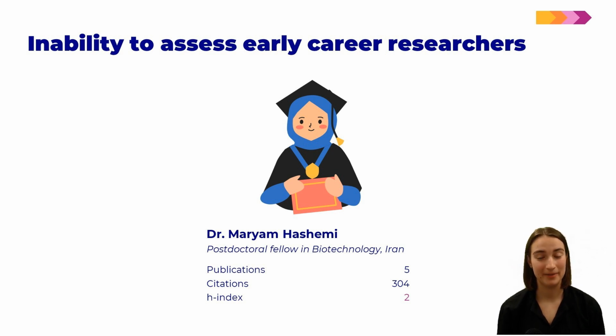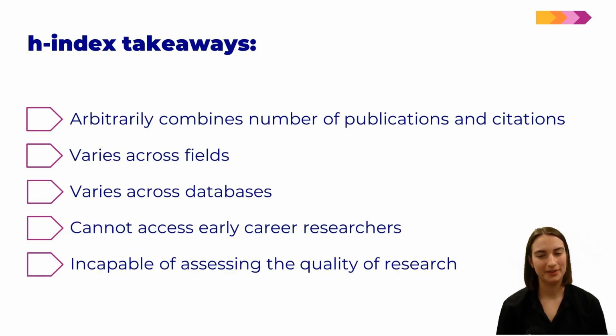Maryam has 4 other papers. One was cited 12 times, another was cited once, and the other 2 were just published and have not been cited yet. Since she has 2 publications that received at least 2 citations each, her H-index is 2. Maryam feels like this number does not reflect the impact of her work, and that it is unfair to early career researchers like her. So, what have we learned about the H-index?